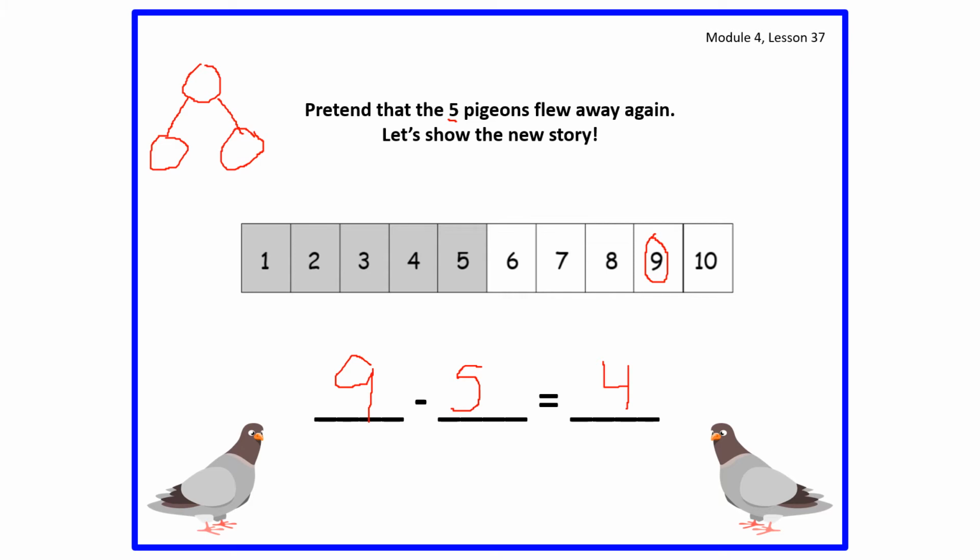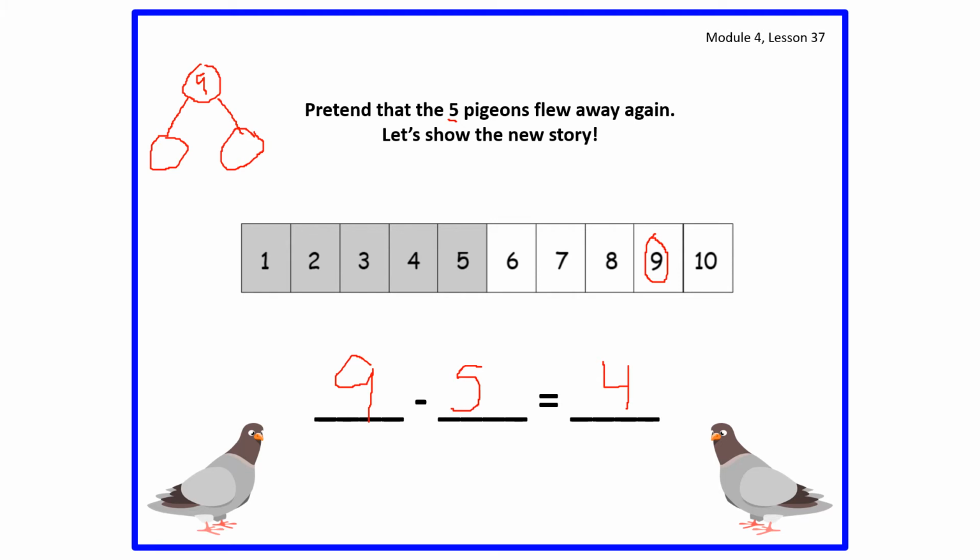I mean, the whole number in the number bond is 9 because we had 9 pigeons total. Good job. So the 9 represents how many pigeons we had total. What's one of my other parts? Well, you see there is another part right here, which is 5. And what happened to those 5 pigeons?